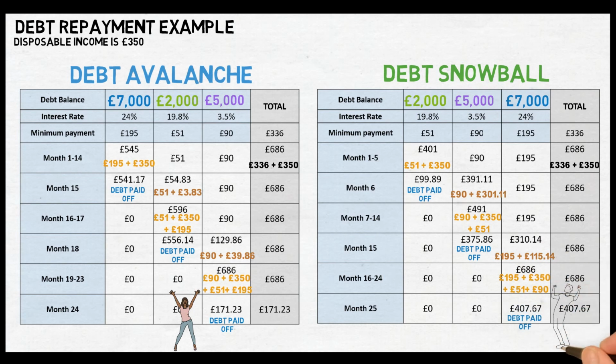Check out the calculator in the description box below to compare your loans and decide which strategy may work best for you. It's worth noting that depending on your balances and your interest rates, the interest paid and the time to pay off all debts may not be significantly different. In this example, the disposable income is £350. But the more money you can use to overpay your debts, the less time it will take to pay them back in full, and the less interest you will pay.